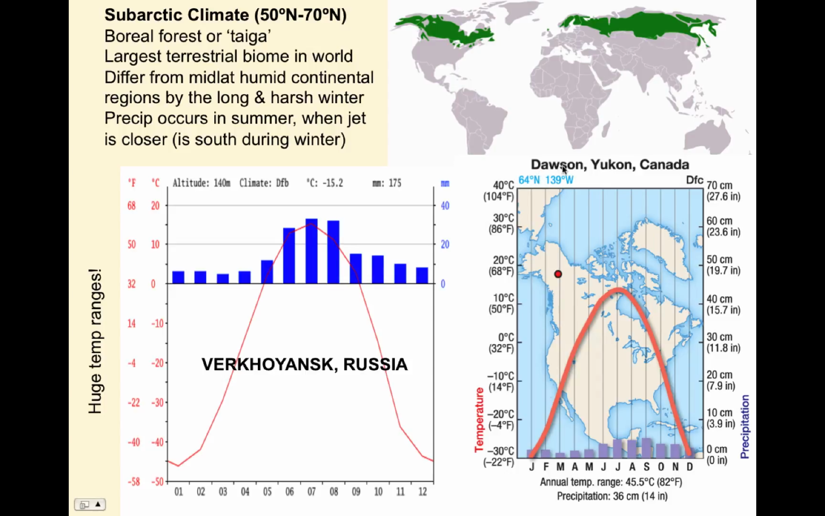The graph on the right here is looking at Dawson, Canada and the Yukon, 65 degrees north, showing a very large temperature range. And the subarctic is the place in the world that has the largest temperature range on Earth. Even though they do get some precip during their wintertime, most of it's delivered when the jet's closest during the summertime, June, July, August, September here. Here's an area in Russia that has the world's largest temperature range over the course of 1 year. And again, they get their precip following during the summertime when the jet's closest.